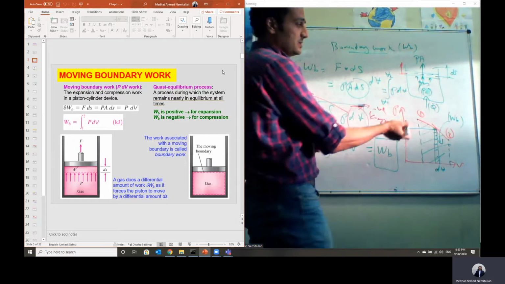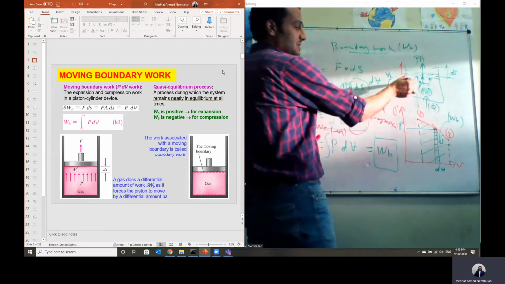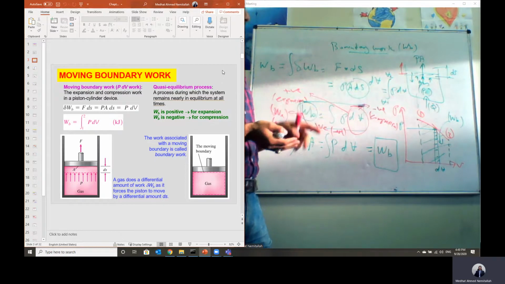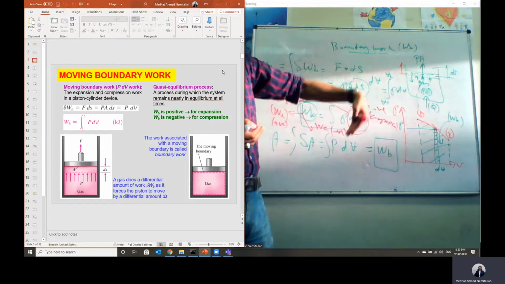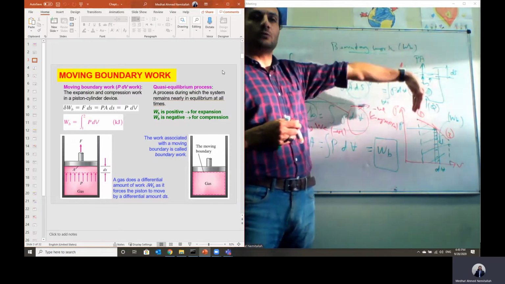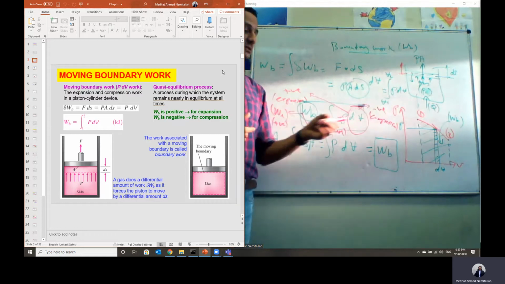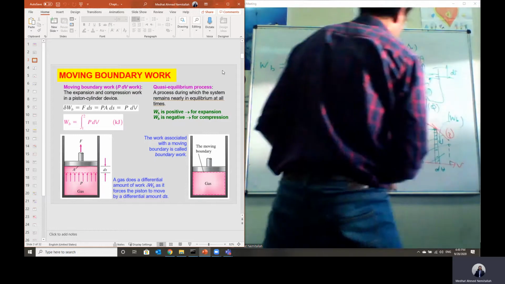Or if the reverse, if the system is losing heat, is rejecting heat, then the piston will be moving down. So the system will be contracting, and the volume will be reduced. That means this work is applied on the system. Or we can just press this piston down, and then we apply work on the system. So the volume will be reduced, and the boundary work in this case will have a negative sign.